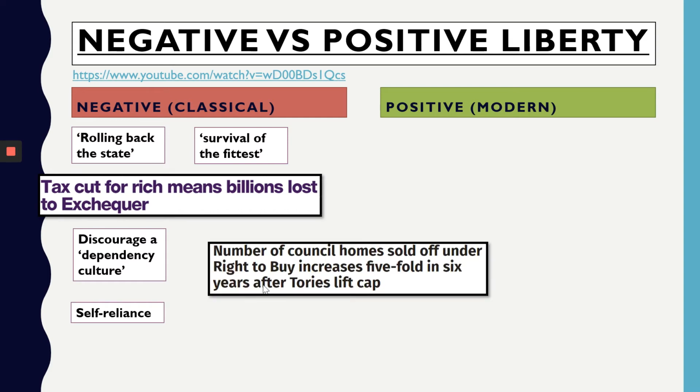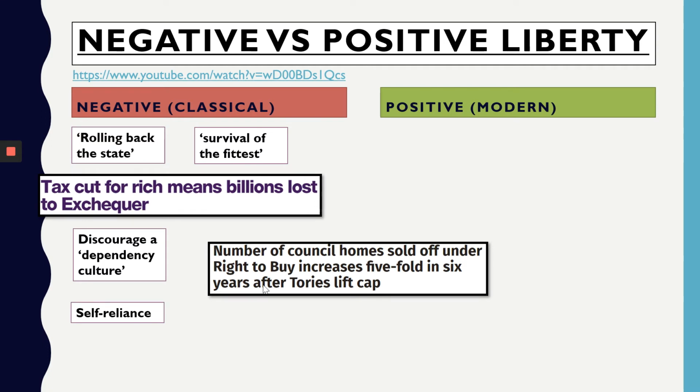Now this headline: number of council homes sold off under right to buy increases fivefold in 6 years after Tories lift cap. Now, the right to buy scheme was where people who lived in council homes were given the opportunity to buy their council home from the government at a reduced cost. So the Conservatives enabled more people to buy their council homes.